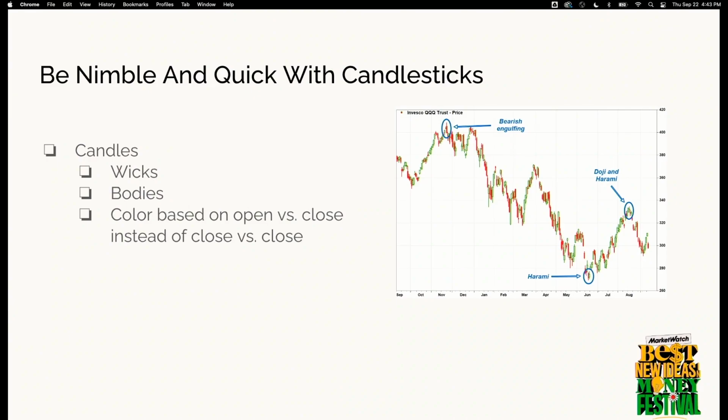All right, well, let's talk about how to be nimble and quick with candlesticks. Tomi, Jack be nimble over here. He's going to school us on what to look at with these candles, because they're a little different than the high-low close bars. There's a little more detail in it.